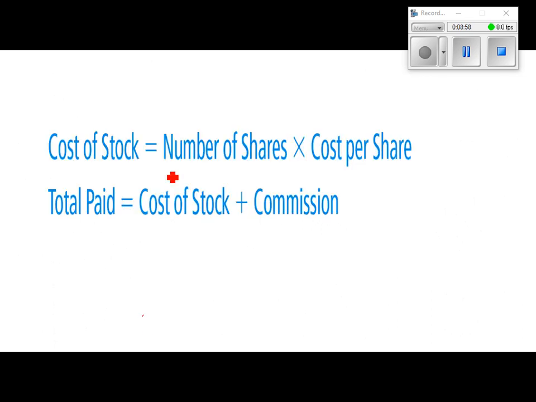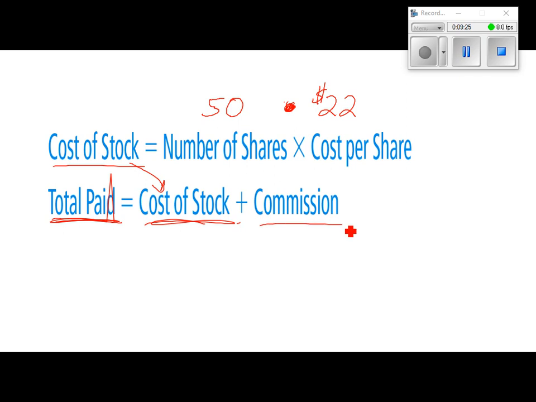Just a couple of formulas, and these are basic formulas. Cost of stock is the number of shares times the price. So if you wanted to buy 50 shares and the cost of the stock was $22 a share, you would just take 50 times 22, and that's going to tell you the cost of the stock. Then the total that you're going to have to pay is the cost of the stock, this number, plus whatever commission you pay to the person who's doing the buying or the selling of your stock.